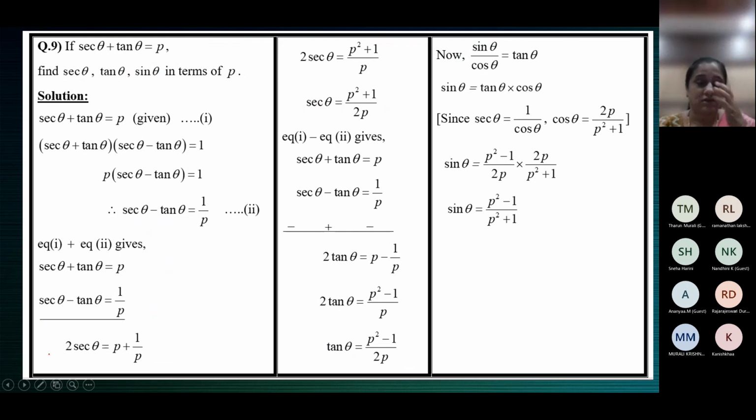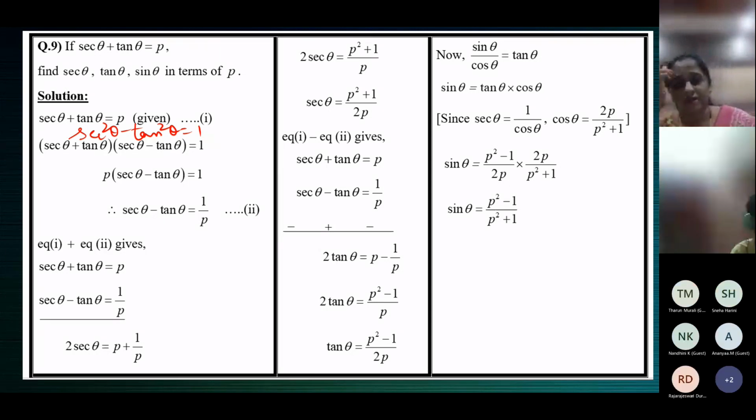Take a screenshot, children. Please write this one here. Secant square theta minus tan square theta is 1. So complete 8 and 9 in your classwork by the next class.